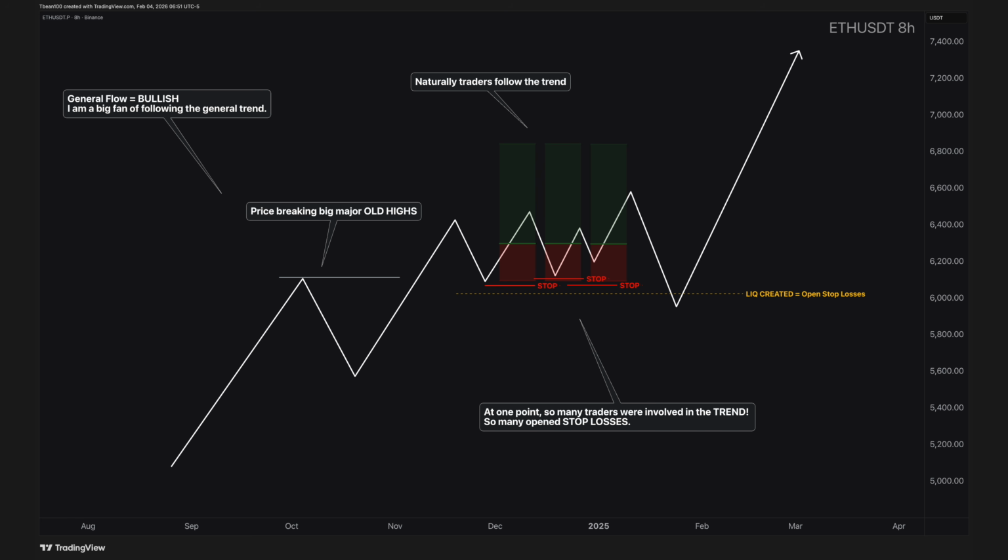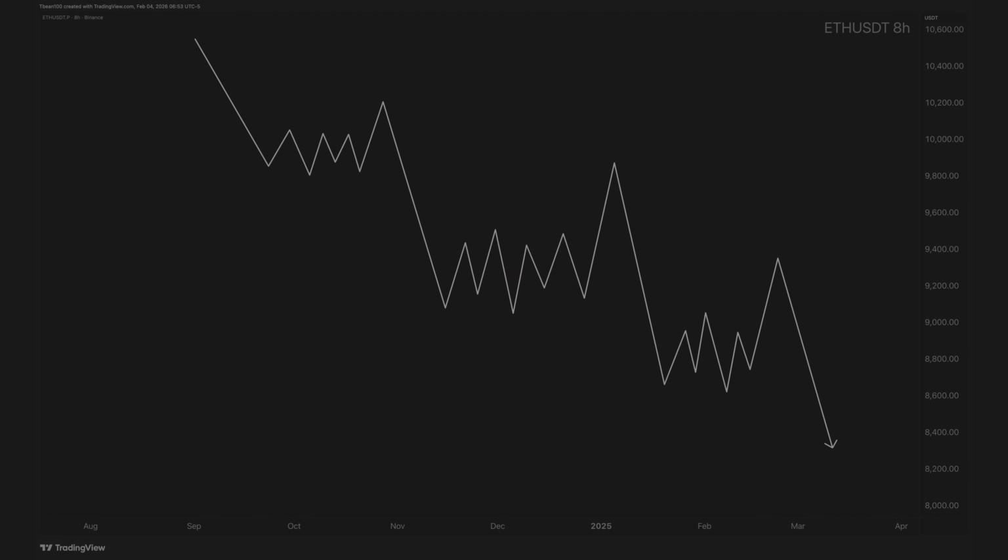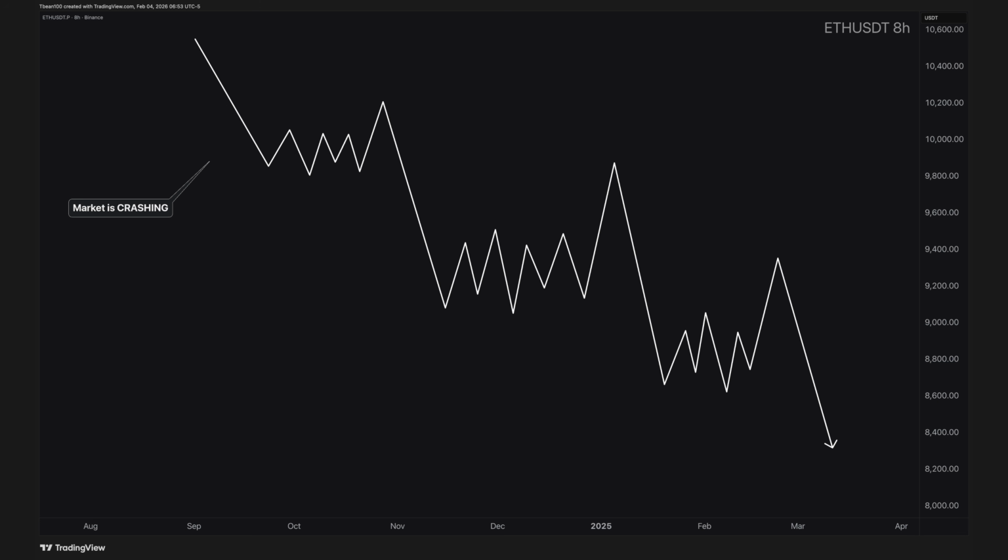These areas usually consist of thousands of stop losses sitting in the same zone from traders all around the world. At some point, those stop losses are usually swept, and then the general trend continues to flow in the main direction again. It does not matter whether the market is rallying or crashing. The core idea stays the same in every market condition.